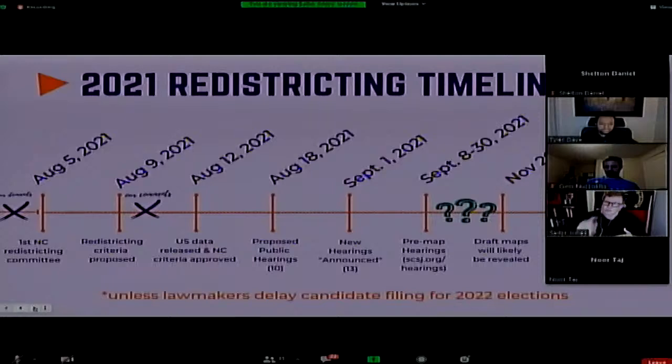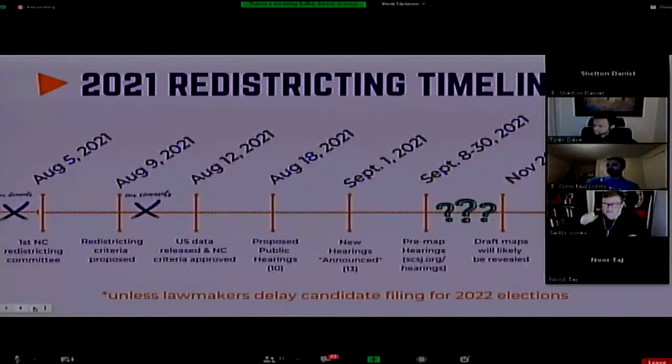But that means when we have public hearings between September 8th and the 30th, we won't have maps to look at to respond to. And so we get a lot of questions about what can I say if I don't have maps to look at on the state and congressional level. And we're going to give you 3 types to talk about.